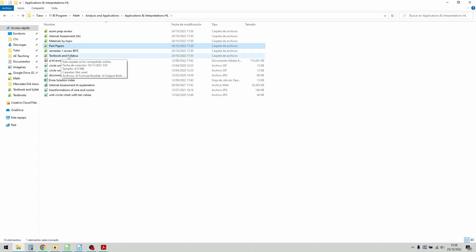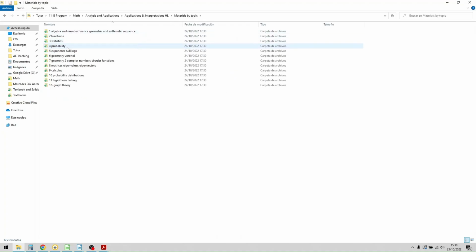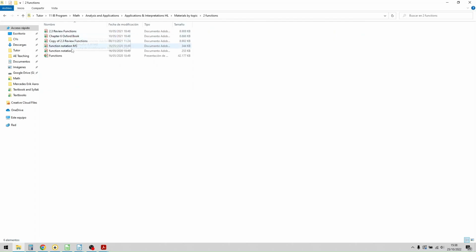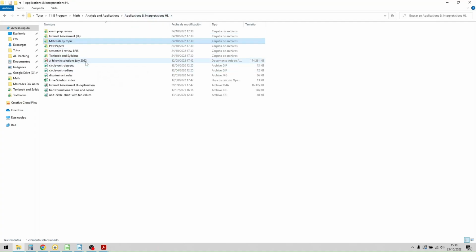Then we have material by topic. So here we have folders, and I've placed in here material for each of the topics. And also you will see here solutions. I have solved already some of the problems from the textbook, some of the past papers of a number of different things. And here is the index kind of explaining what are my solutions that I've done here. So these two files kind of go together.